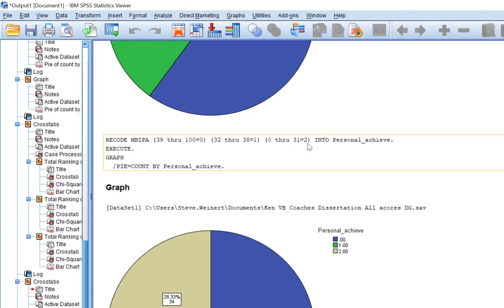Hold on, let's go back to the personal achievement scale. Why did we code 39 to 100 equals 0? The personal achievement subscale is an area of measurement representing low, 39 or more, average, 38 to 32, and high, 31 or lower. So we want to look at the people with low personal achievement. Yeah, that's right, the 0. Low personal achievement, and then high in the other 2. High scores, low score on PA subscale.